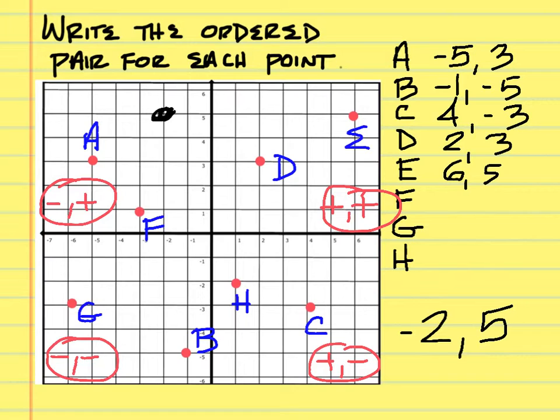Howard, what's the coordinates of point F? Negative 3, positive 1. We went back 3 and up positive 1. That is right. And Hughes, what's the coordinates of point G? Negative 6, negative 3. Negative 6, negative 3 is right.